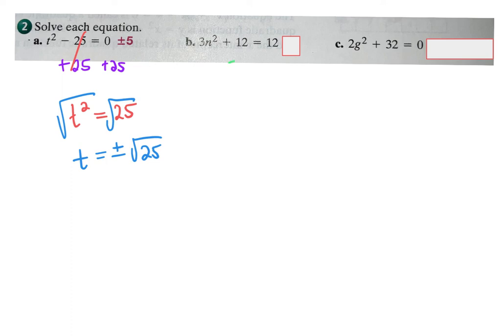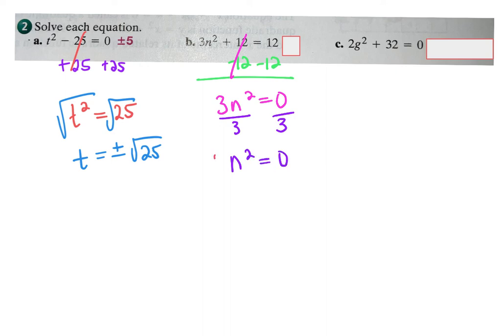For B, you should have subtracted 12 from both sides. When you do that, you get 3n squared equals 0. And so dividing both sides by 3, n squared equals 0. Remember, the positive and negative root of 0 is just 0 itself.